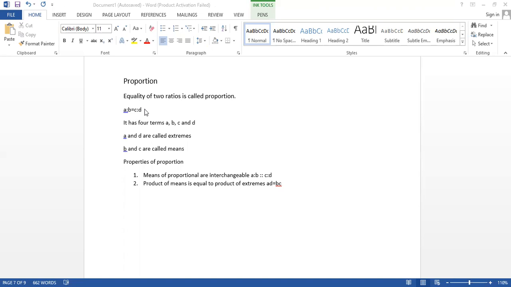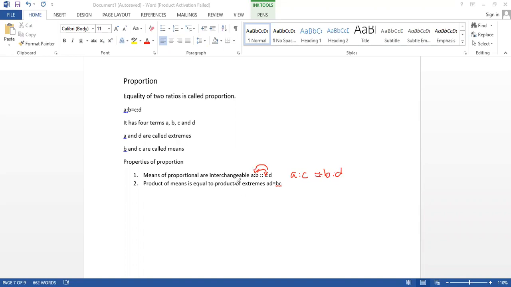Now, proportions have some properties as well. The first property is that means of a proportion are interchangeable. That means that if you have it in this form, A, B, C, and D, the means over here you can replace. So C can come over here. Let me just write this down. So you can replace B by C or C by B. So you could even write it A is to C and B is to D. That would still be equal. You can use two dots or you can use this over here.